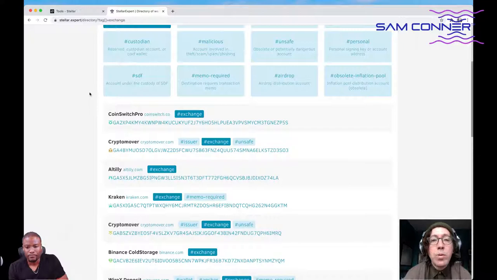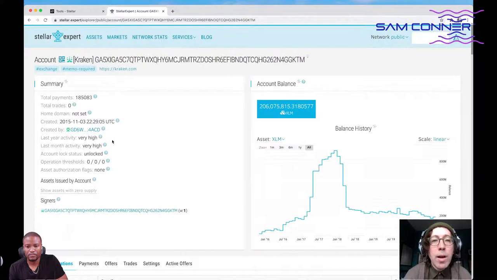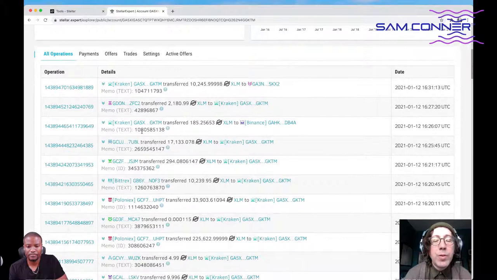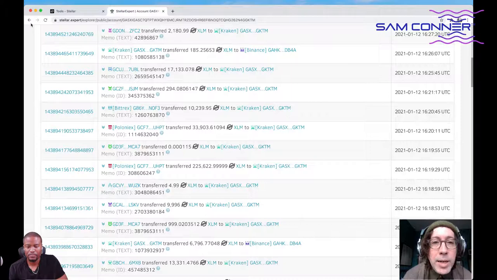So here they are. Where is the Kraken account? If you click on that account, you'll see the Kraken activity. And you can also see how these exchanges use Stellar. Some have a cold storage, some structure their interactions differently, but I love the fact that this account directory allows you to actually start looking at all of the known accounts. And if you want to see the activity that Kraken is undertaking, this is it.